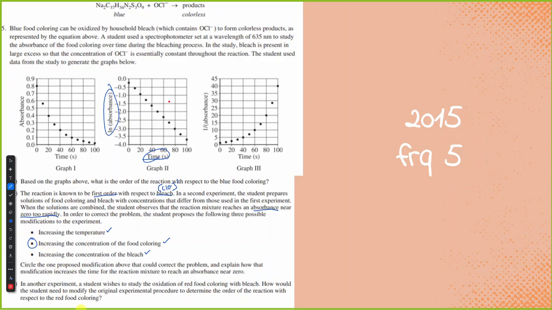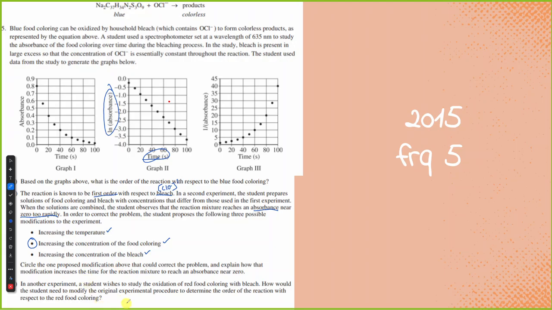I would increase the concentration of the food coloring, because it doesn't give me an option to decrease the concentration of the bleach. Increasing the temperature is going to make it go faster, makes the particles move faster. We know all that, so that one isn't really going to help us. So if you increase the food coloring concentration, it will take longer for the bleach to react and fade the color, and therefore it will take longer to get the absorbance of the blue food coloring to 0.